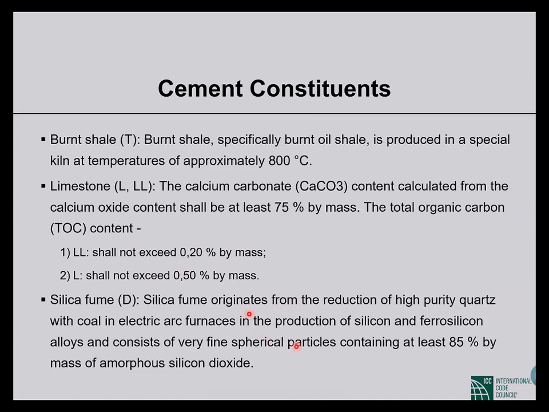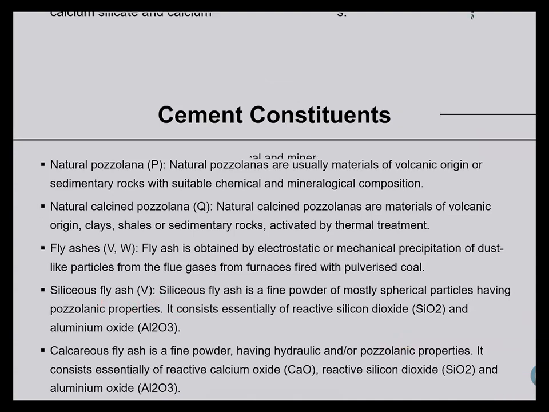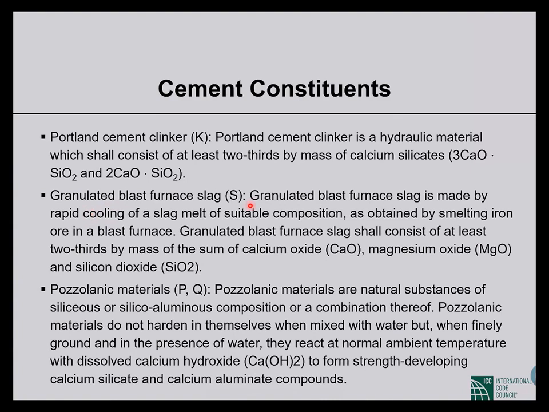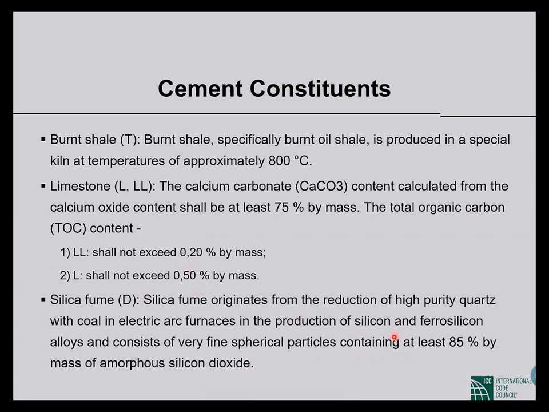Silica fume is produced while manufacturing silicon. We don't have a silicon industry in our country, that's why we don't have silica fume, and it is not very cheap. So it is seldom used in cement manufacturing in our country. So basically in Bangladesh, these additives are there: V, siliceous fly ash; S, which is blast furnace slag; and L, limestone. So these are the constituents.